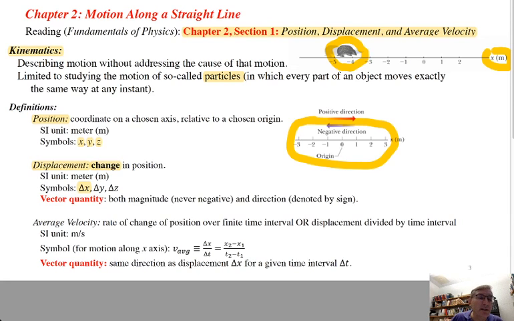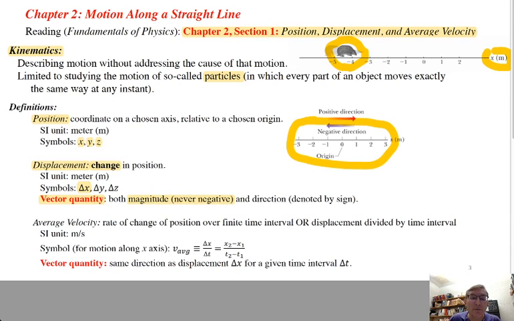And displacement is where we start to emphasize what we call vector quantities. And any vector quantity has both a magnitude and a direction associated with it. The magnitude of a vector quantity can never be negative. It's just the absolute value, if you like.